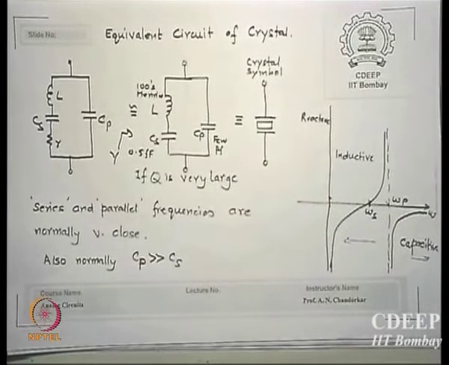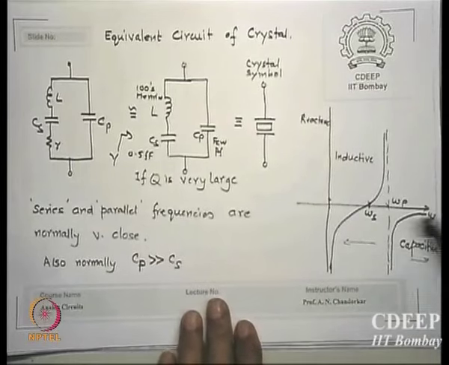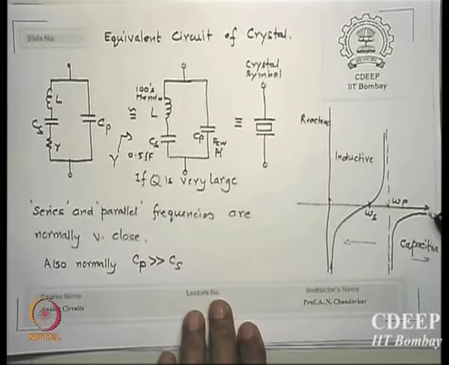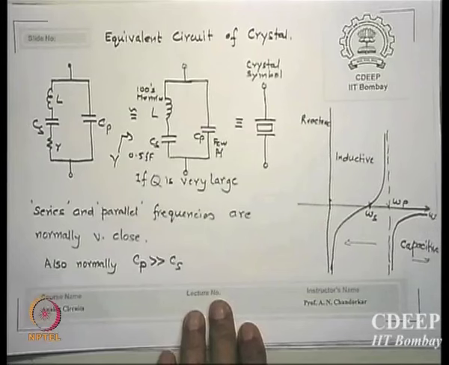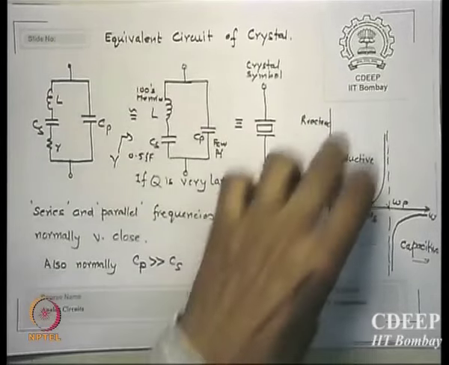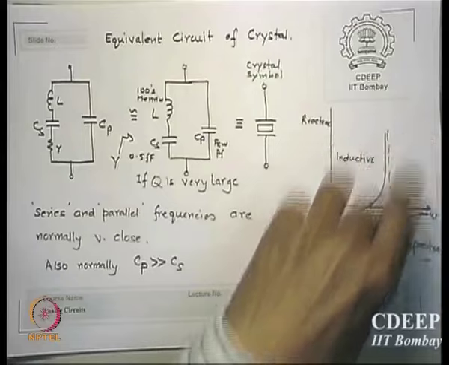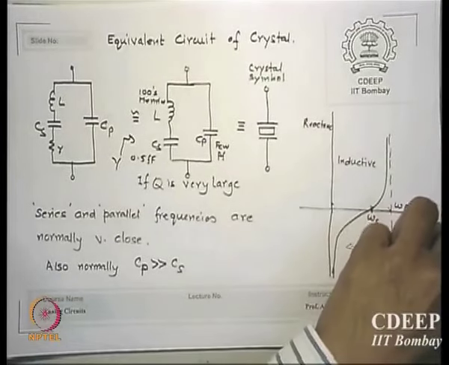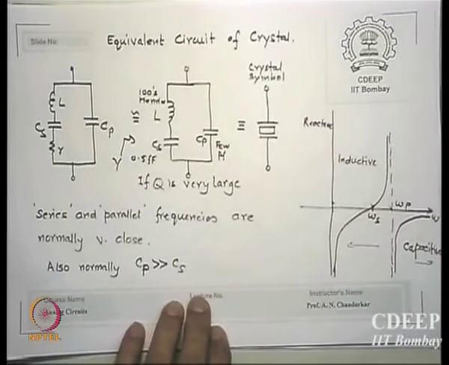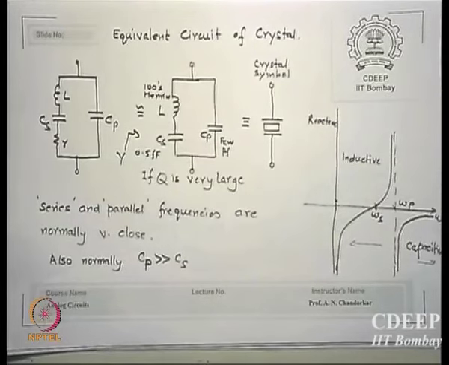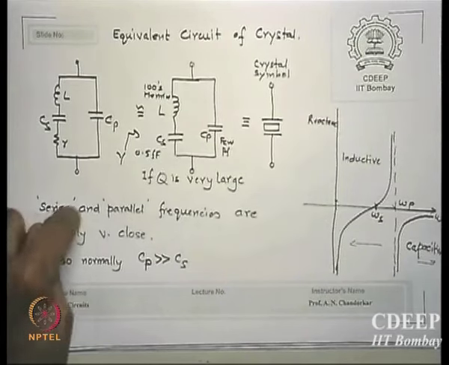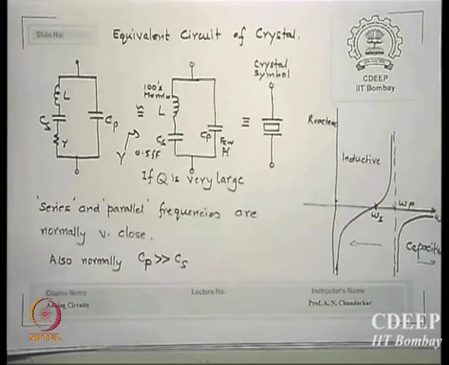Inductance. Is that okay to you? And if we look near omega p, Cp dominates it, and that makes it capacitive. This is the combination of Cs and Ls, and this is Cp. Omega s is the series resonant frequency. Omega p is the parallel resonant frequency. Series and parallel resonant frequencies are called omega s, omega p.